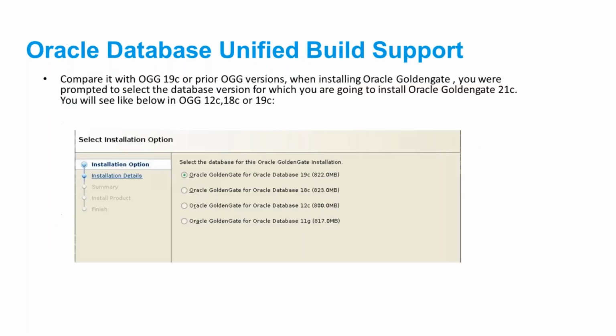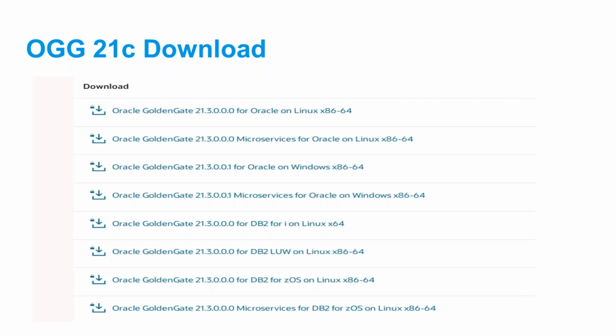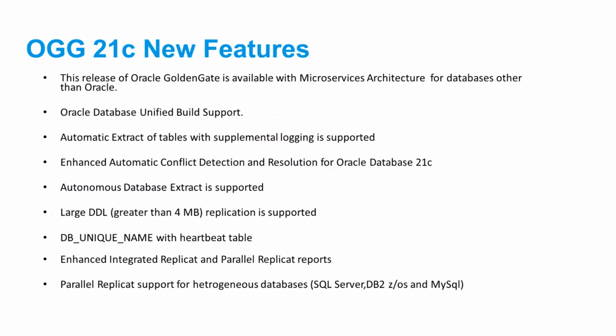These are the new features: unified build support, GoldenGate support for heterogeneous microservices architecture, support for heterogeneous databases, GoldenGate unified build support, automatic capture of tables, and parallel replicate support for heterogeneous databases. These are very good things. Large DDL replication is now supported as well.